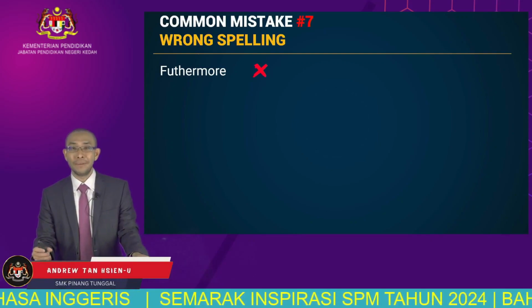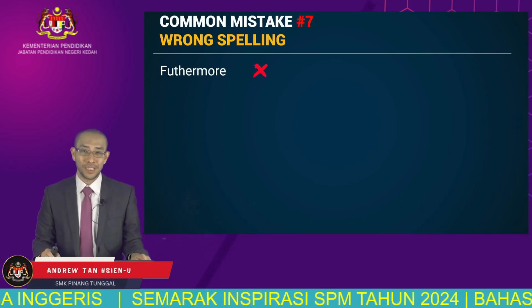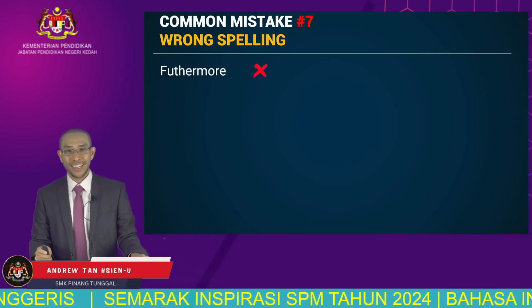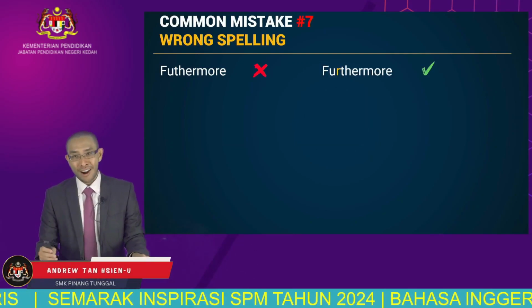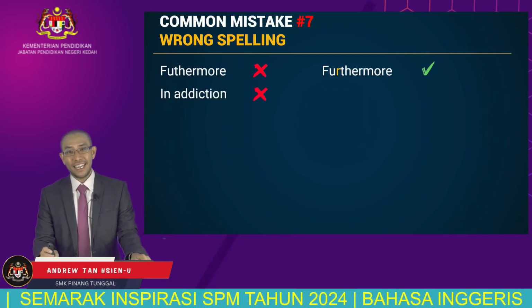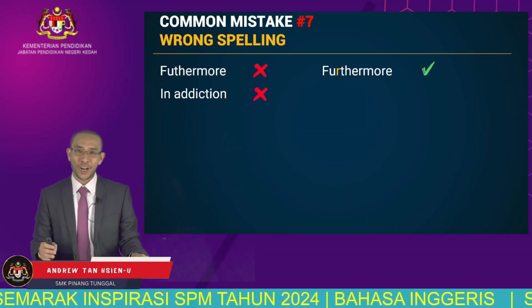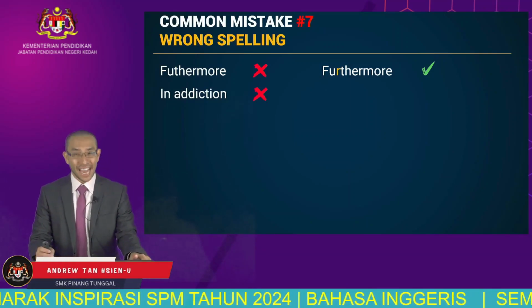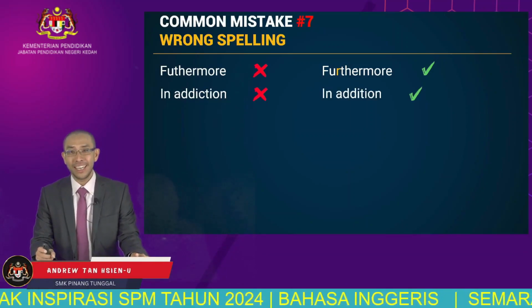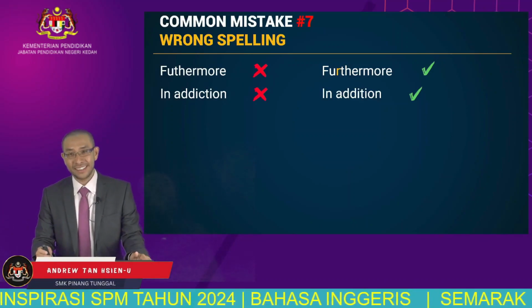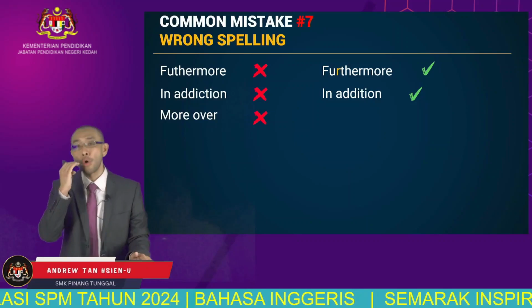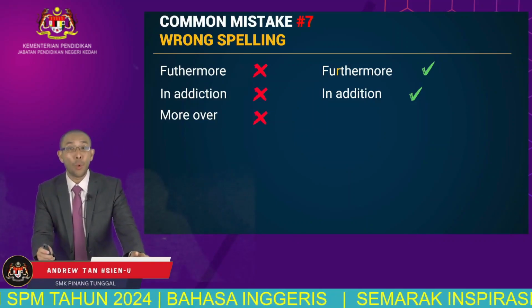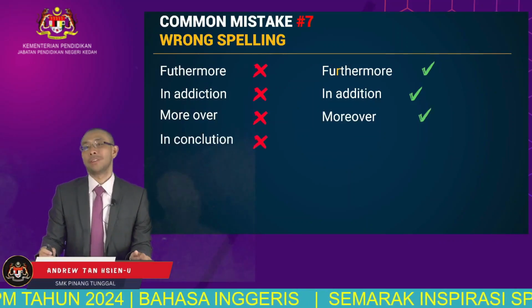This is the commonly misspelled cohesive device. Furthermore. It is supposed to be furthermore. So don't forget the R's inside. In addiction. What do we mean by addiction? Addiction means ketagihan. It is supposed to be in addition. Alright? Lebih-lebih lagi, tambahan pula. Next is the word moreover. It is supposed to be one word instead of two.